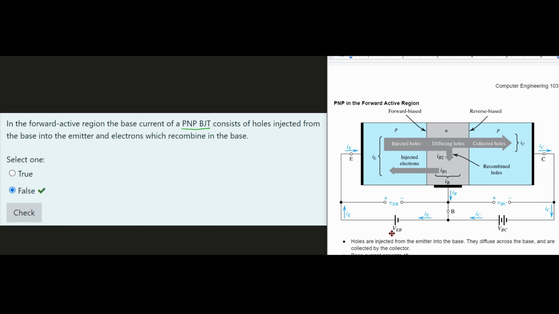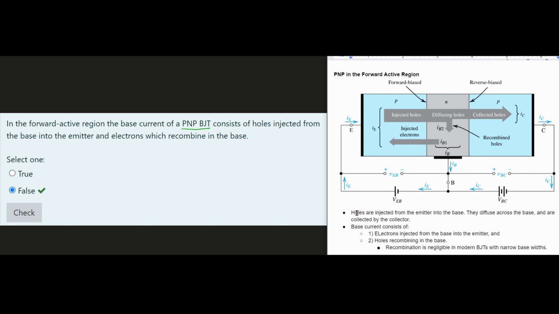So the notes that we have here say that holes are injected from the emitter into the base. So we go from our emitter, which is the left side, into the base, which is the middle. They diffuse across the base, which is the diffusing holes part, and they're collected by the collector, which is the right side. So base current consists of electrons injected from the base into the emitter.